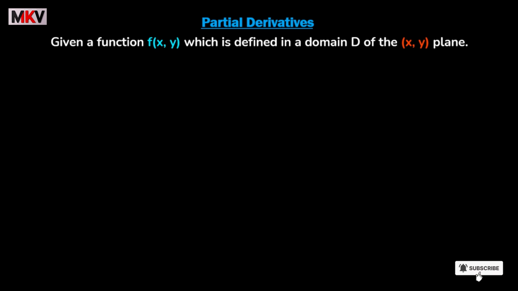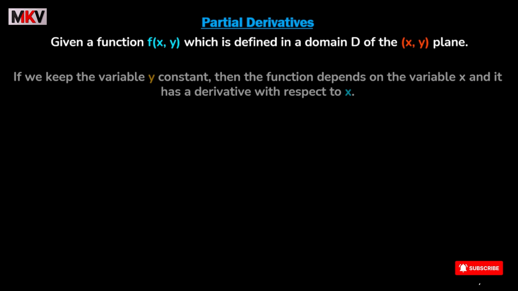So let's look at partial derivatives. We're looking at the partial derivative of a function. Given a function f of x, y, which is defined in the domain D of the xy plane, if we decide to keep the variable y constant in the function, then the function depends on the variable x and it has a derivative with respect to x. So if we keep y constant, we differentiate the function with respect to x.